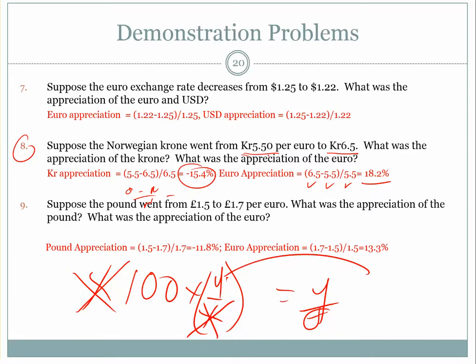And lastly, we talked about how to calculate the appreciation and depreciation of a currency. You can think of every exchange rate as a numerator currency over a denominator currency, say $1 per euro. If you use the percent change formula, new minus old over old, that'll always tell you what happened to the denominator. If you do old minus new over new, that'll tell you what happened to the numerator.